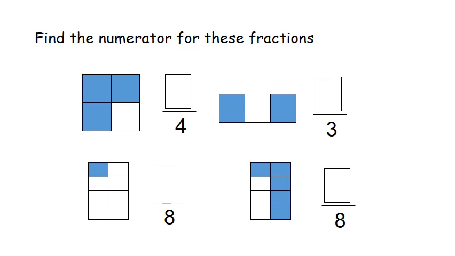Let us practice some of them. So here I have 3 colored boxes out of 4. Here I have 2 colored boxes out of 3. Here I have 1 over 8 and 5 over 8. Okay?